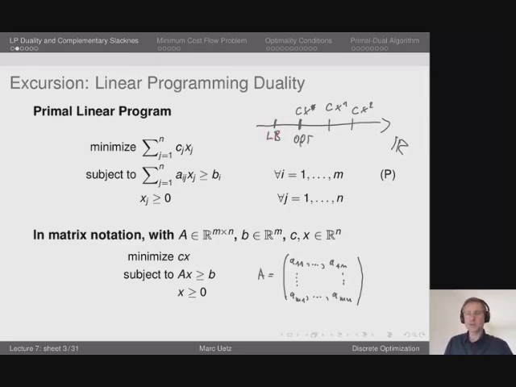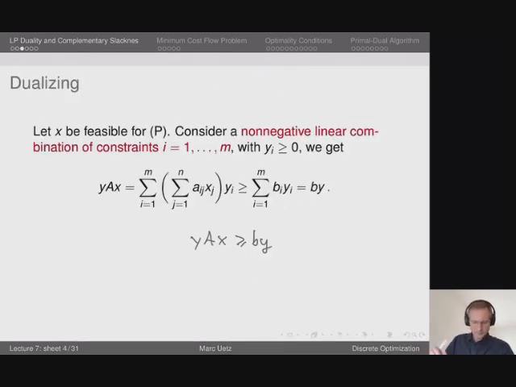And this can be done by dualizing the problem. And that works as follows. So if I have a feasible solution for this LP, we just consider a non-negative linear combination of all the constraints 1 up to m. Okay, non-negative linear combination. So that means we take a certain fraction of the first inequality, a certain fraction of the second inequality, and so on. So in matrix notation, that would be y times A times x, where this y is a vector of length m, and yi is just how much of the ith inequality I would take.